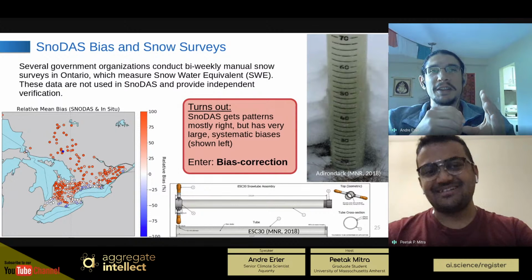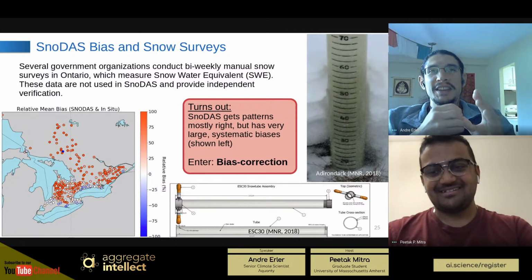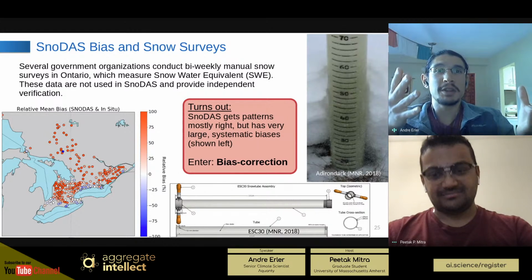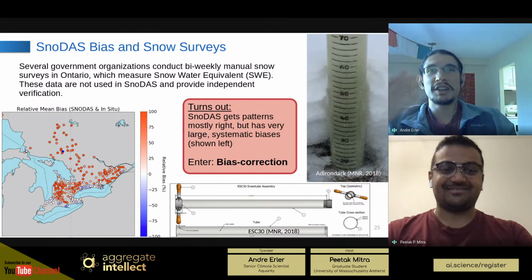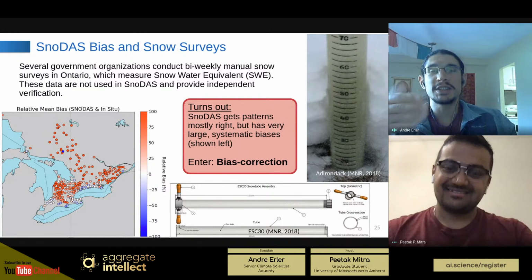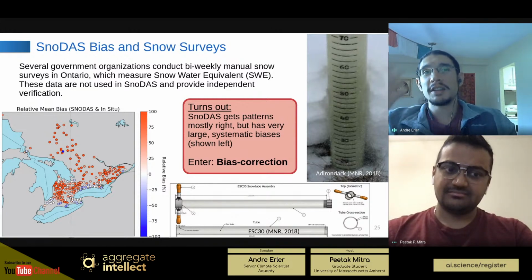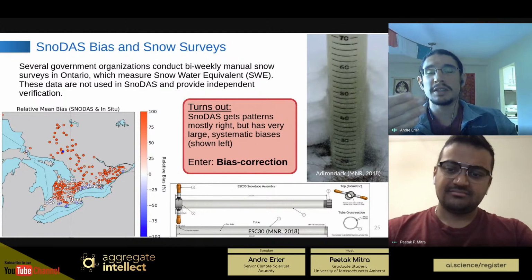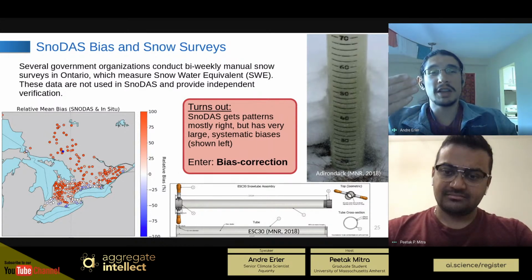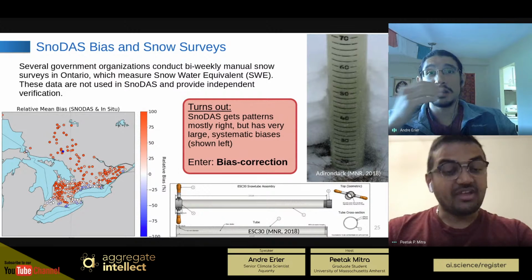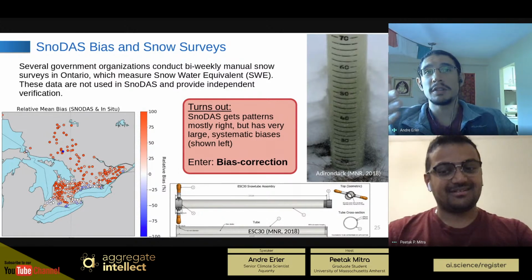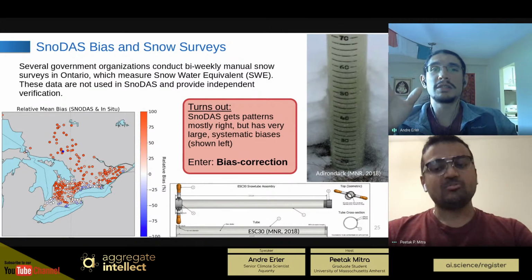This cannot happen during the snowmelt period, right? This is how we noticed that there must be something wrong. And then we started looking into the snow survey data set. So we contacted people in the province and in the conservation authorities. And then, after we did the bias correction, we did this exercise again, and we found that the values actually look very reasonable. So from the independent verification, we're pretty sure that we are at least doing something reasonable.